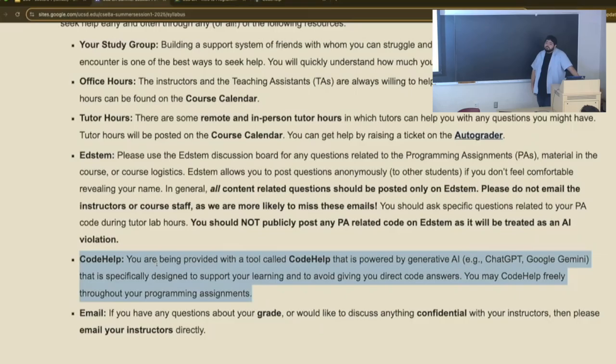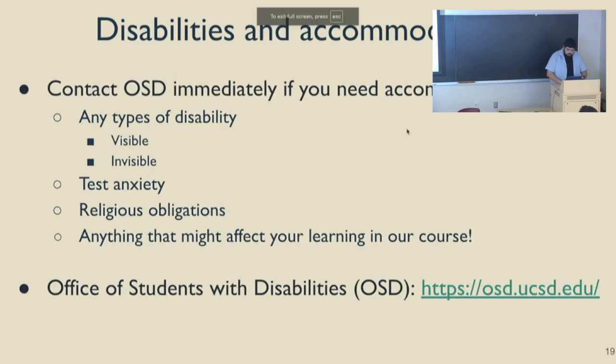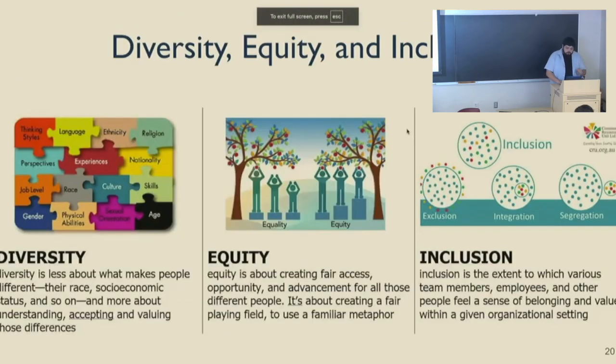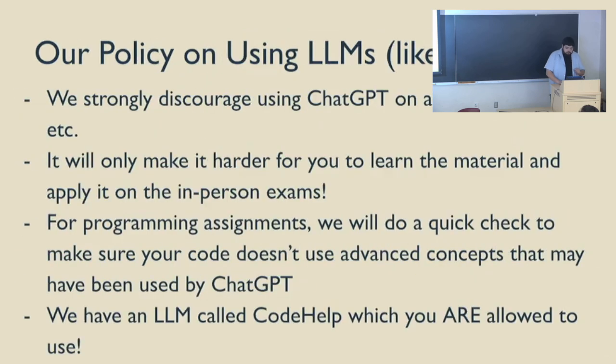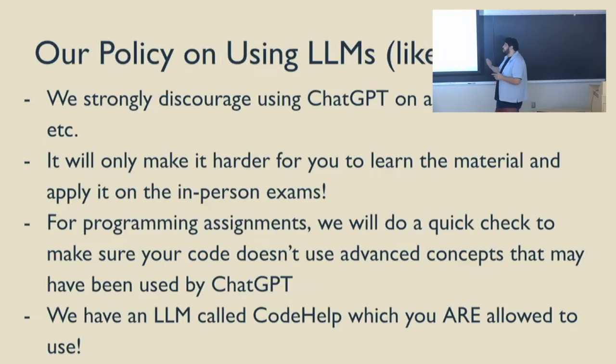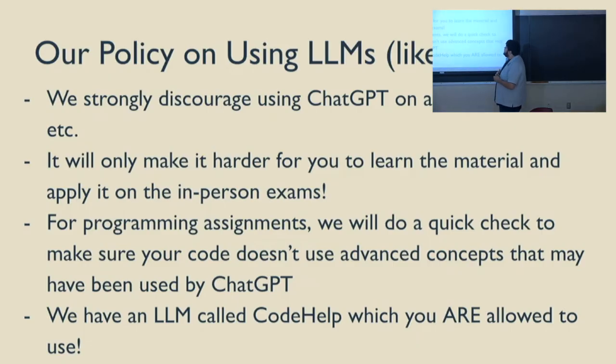I'll go into CodeHelp very soon in the lecture as well, but basically CodeHelp is a generative AI large language model that has been created for your learning, right? So actually that's a really good segue into the very next couple things. We covered disability and accommodations, we covered DEI and the pledge, but here's the policy on large language models like ChatGPT. You may have heard of ChatGPT in the past. Basically, for the past couple of years, a lot of people have been talking about ChatGPT or Google Gemini or things of that nature, but large language models.